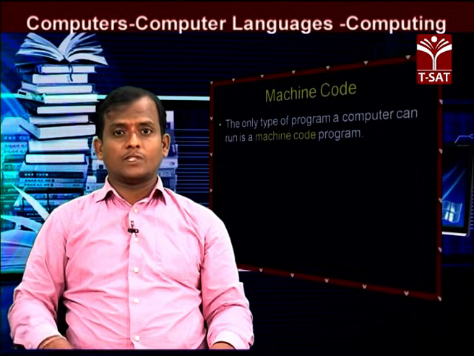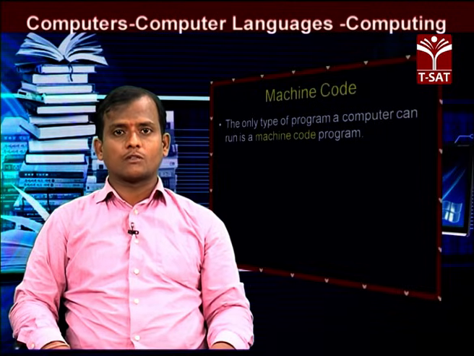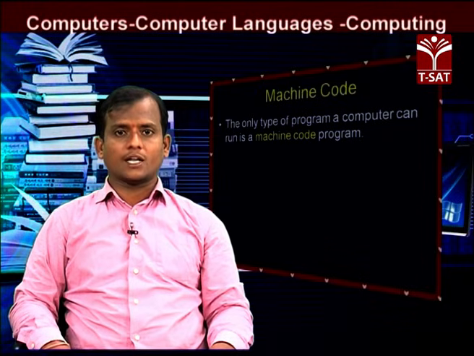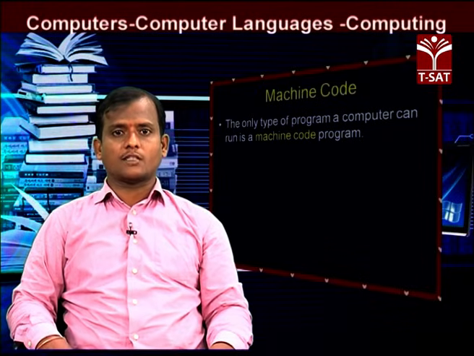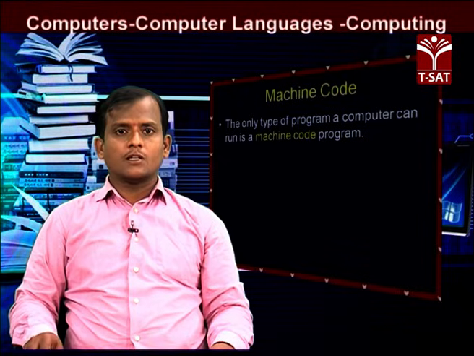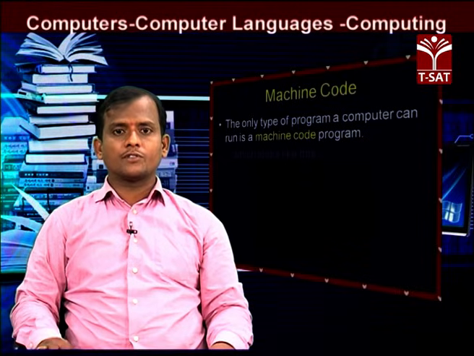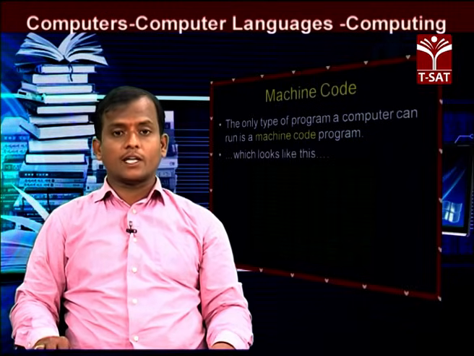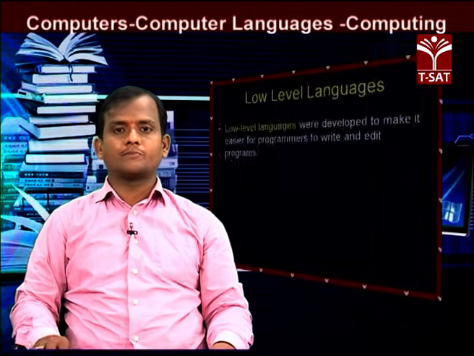So the name itself says it's machine code. Only the machine can understand this code. Humans cannot understand this code. If I show you, this is how it looks, zeros and ones. The machine can understand only this language, which is why it is called machine code or machine language.